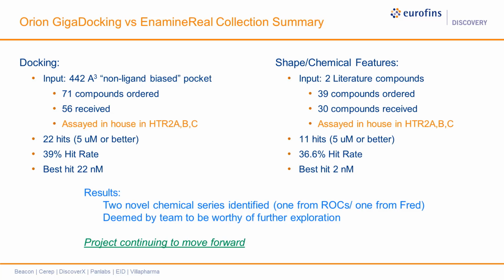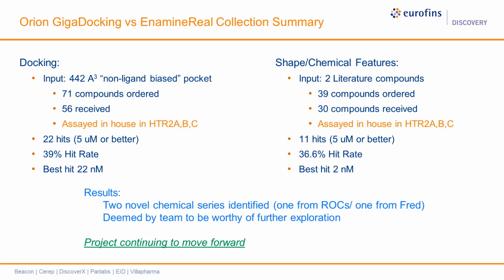So that's why there's a small reduction in the number of compounds that are available. We tested these against all 3 of the related serotonin 2 receptors. We got 22 hits. A hit was defined as a compound that was 5 micromolar or better. It was roughly a 40% hit rate, and the best hit was 22 nanomolar.